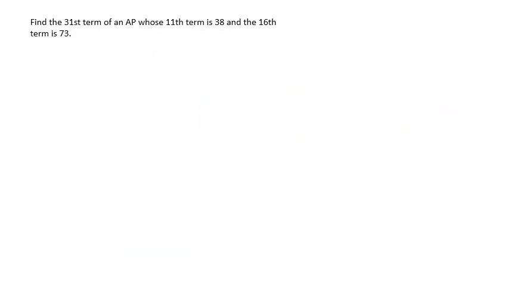Find the 31st term. You can do in rough work. If you do in notebook, it will not be neat. If you're doing, you can do in rough. Find the 31st term of an AP whose 11th term is 38 and 16th term is 73. You have to find the 31st term. 31st term means a31, whose 11th term is 38. Given a11 is equal to 38, and 16th term is 73. a16 is equal to 73.